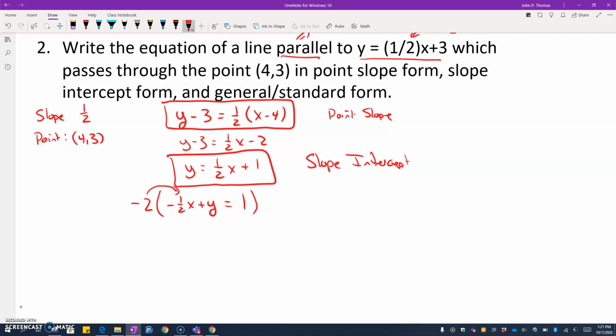So I'm sending this to the first one. The negative 2 and the negative 1/2 cancel, so I'm left with x. All right, I send it into the next term. I get minus 2y. And then I send it to the other side of the equation, and I get negative 2. All right, so when I look at this, this is my general or standard form.